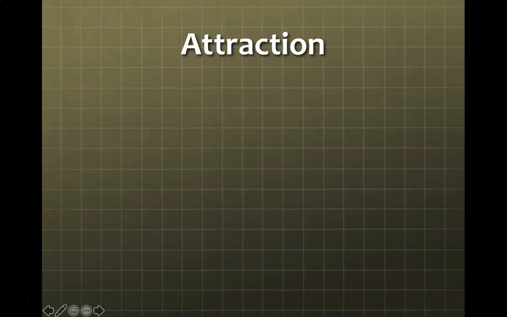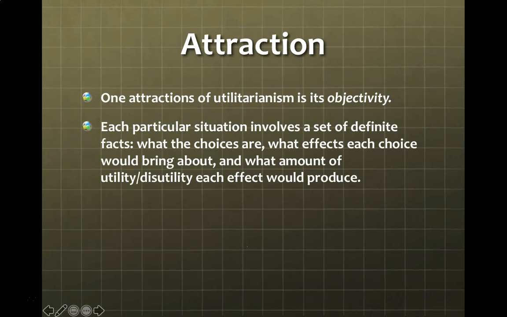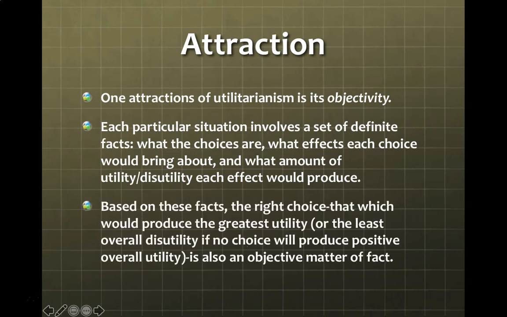Now, Act Utilitarianism has a variety of attractions. One attraction of this type of utilitarianism is its objectivity. Each particular situation involves a set of definite facts: what the choices are, what effects each choice would bring about, and what amount of utility or disutility each effect would produce.